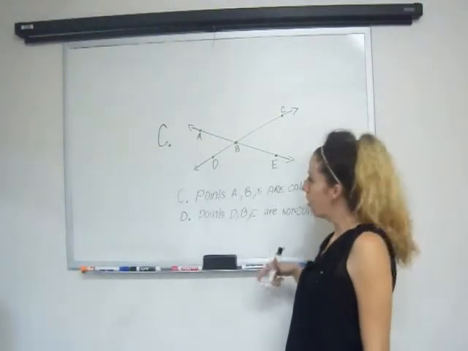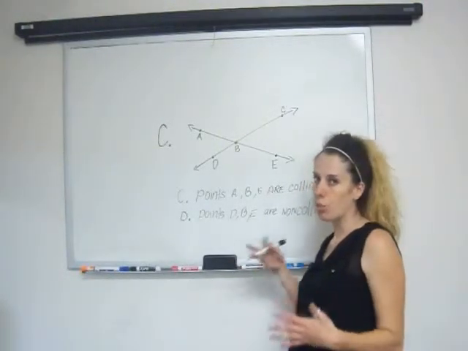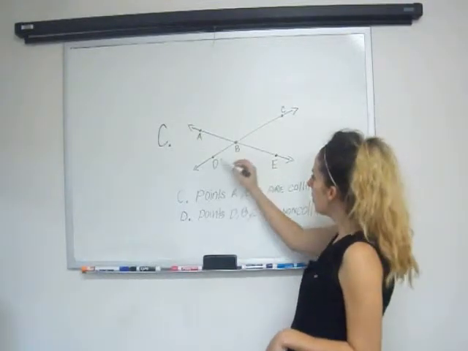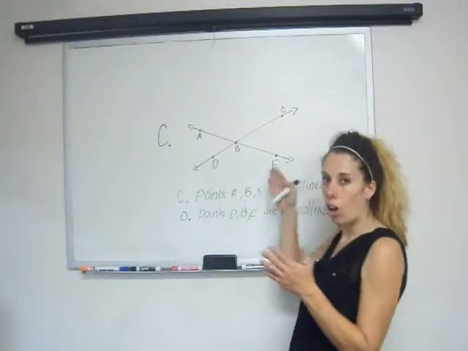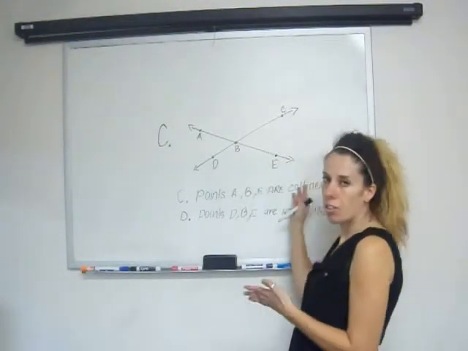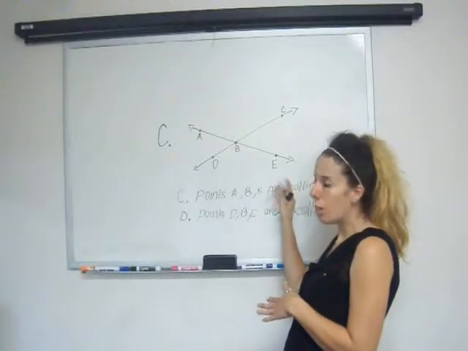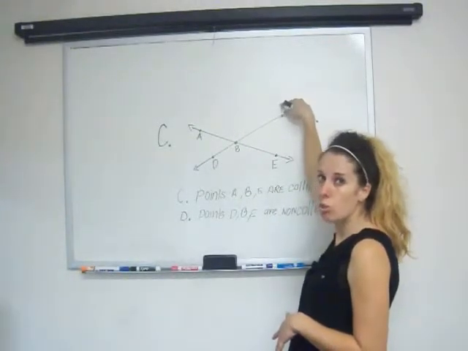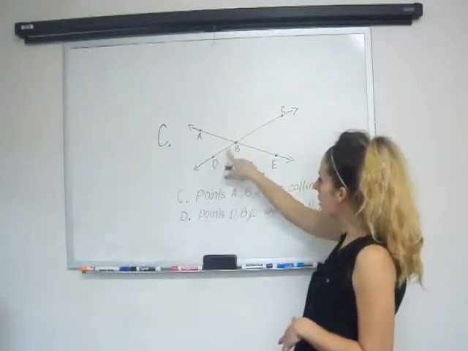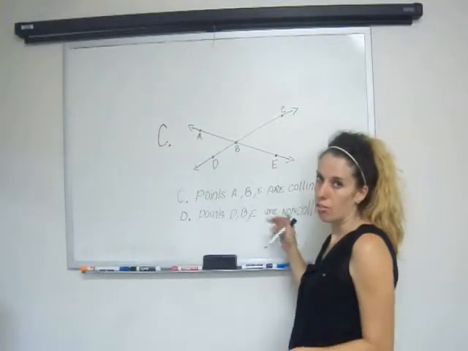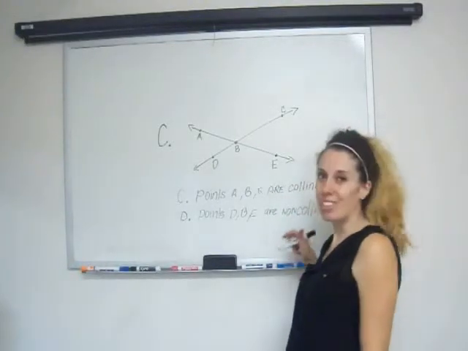non-collinear, okay? So hopefully that helps you with your definitions of collinear and non-collinear. D, B, and C are all on the same line, so they're collinear. A, B, and E, all on the same line, they're collinear. But A, B, and C are not on the same line, so they're non-collinear. And D, B, and E are not on the same line, so they're non-collinear. Okay? Let's move on to example E.